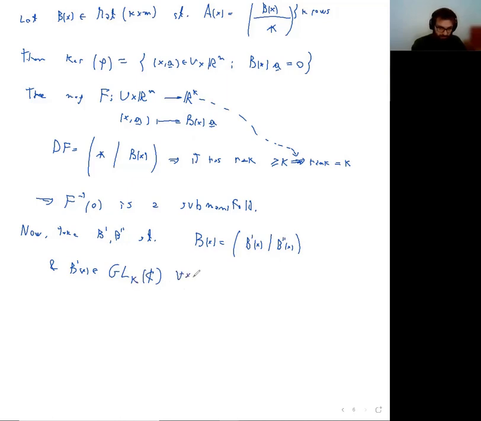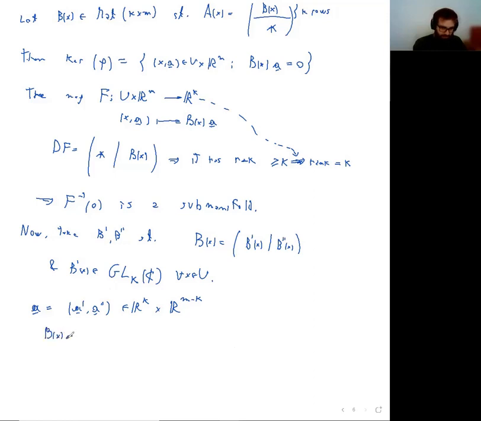Okay, for every x in this neighborhood here. And the same thing, we separate A into A prime and A second. So we think of this as an element of R^k times R^(m-k). Okay. And why did they do this?